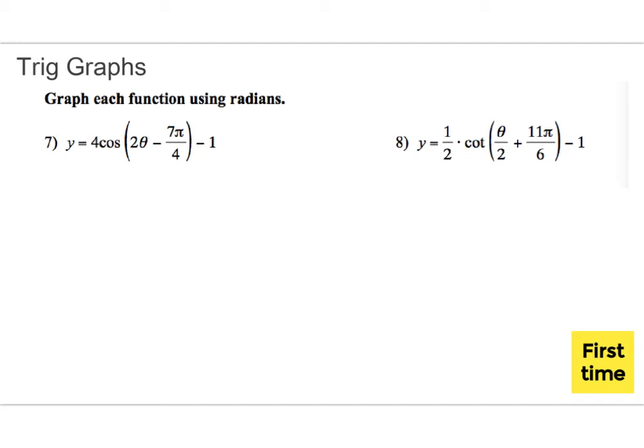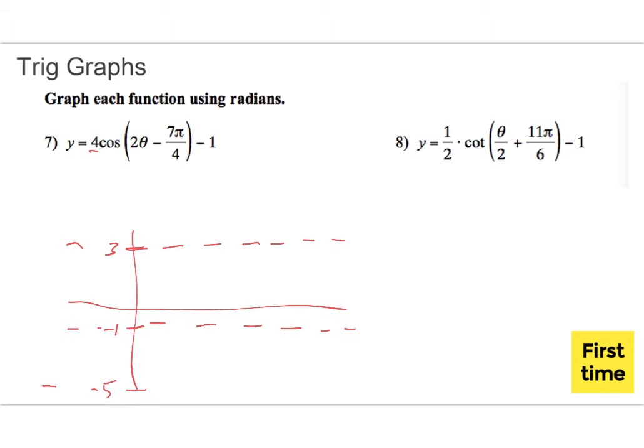Next up, we've got to do some graphing of trig stuff. I'm probably going to run out of room here, but I'll do the best that I can. I'm going to draw my axes first. I've got a midline at -1, so I'm going to draw that. Cool. I'm going to go up 4 and down 4 from there. So there's 3, and here is -5. Those are my amplitude lines. I like drawing those in as well, as you know.